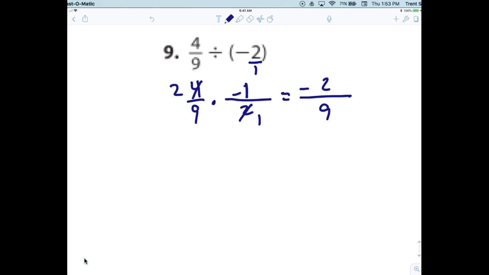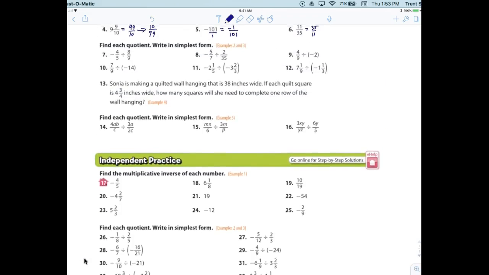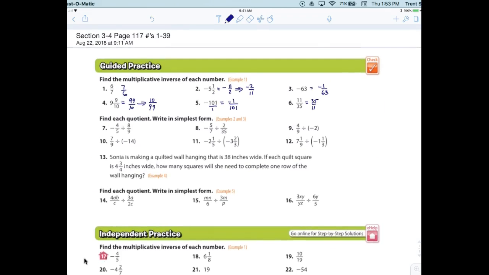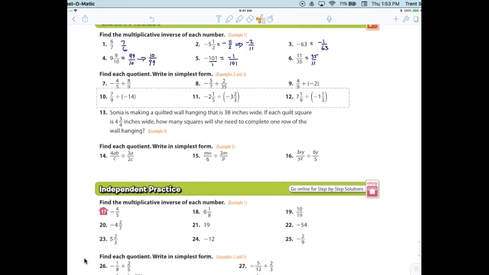All right, now I've done enough examples, you guys should be going, okay, I got this. Yes, there's a 3 problem. You'll see, we'll get there. All right, we'll get there. Now we're going to do 10 through 12. We're not doing word problems. Next week we'll have a test on word problems. All right.